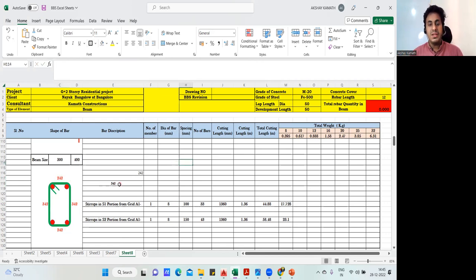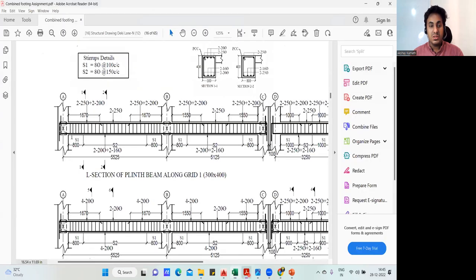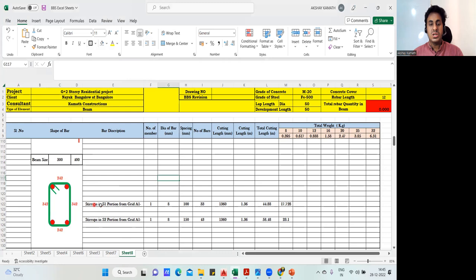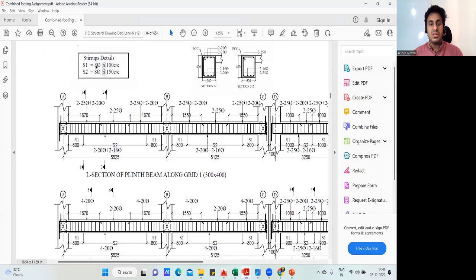Fine. So now in the Excel sheet, what you're supposed to do is write stirrups in S1 portion from grid A1 to C1. I've written stirrups in S1 portion because this is the S1 portion, and I'm looking for the S1 portion only right now. How many members are there? Only one member. What is the diameter of your stirrup? 8 mm, that is mentioned here. Finish, I have written 8 here.